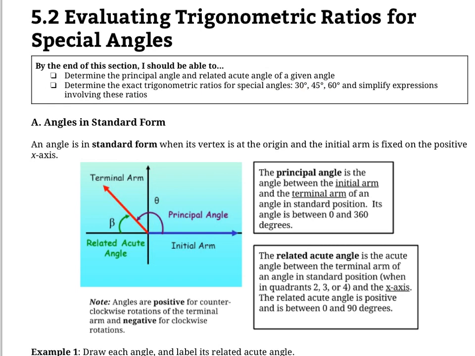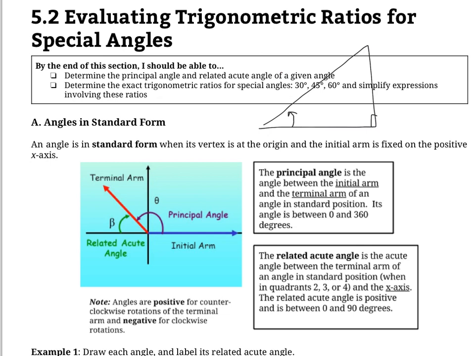So to begin this lesson, we all need to understand certain terminology. The terminology in particular we need to look at is what a principal angle is and what a related acute angle is. Up until now, we've been dealing with angles in a triangle. So we might have a triangle like this, and maybe this is a right angle, and we're taking a look at this angle right here. What we're going to do is take this triangle and put it on an XY grid.